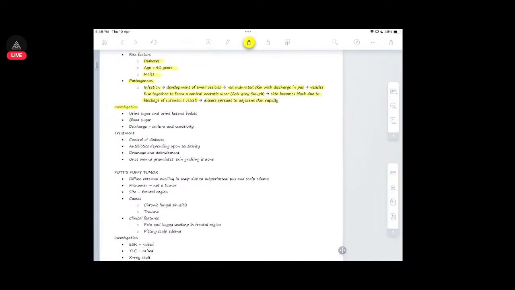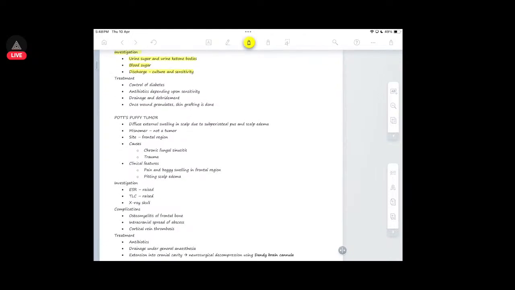So investigations: you have urine sugar and urine ketone bodies, blood sugar, discharge culture and sensitivity. Treatment: you have control of diabetes, antibiotics depending upon the sensitivity, drainage and debridement, and wound granulation. Once it granulates, skin grafting is done.